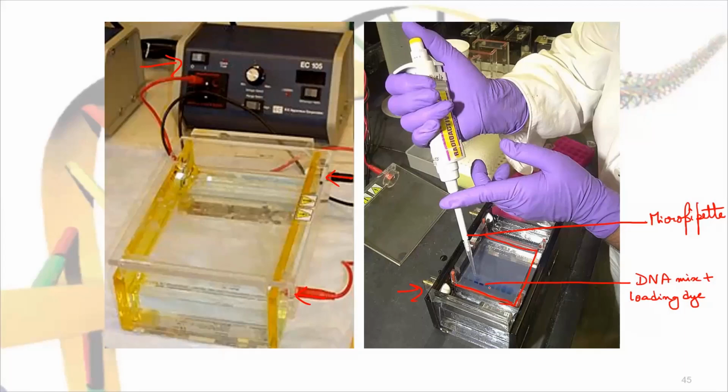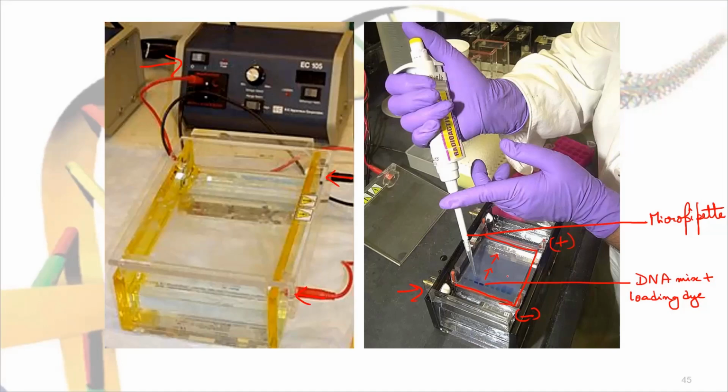Now, after this, when it will run, we call it running of the gel, running of the DNA. So this side must be the negative electrode and this side must be the positive electrode. When you connect it to the electricity power input, then this DNA from the well will start moving in this direction. When this will move, the DNA fragments, like I have shown in that diagram, start getting separated.